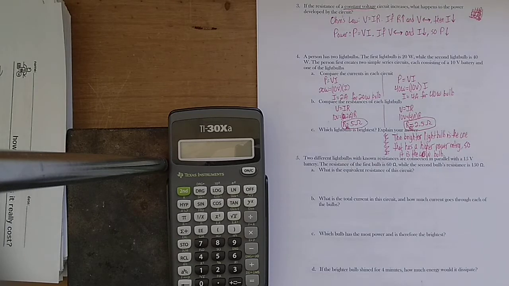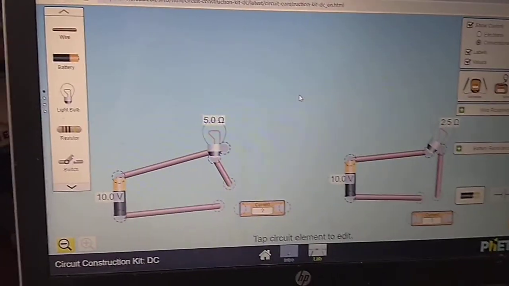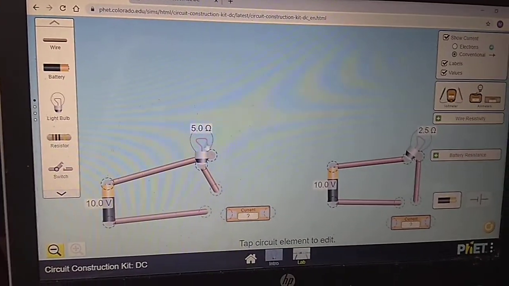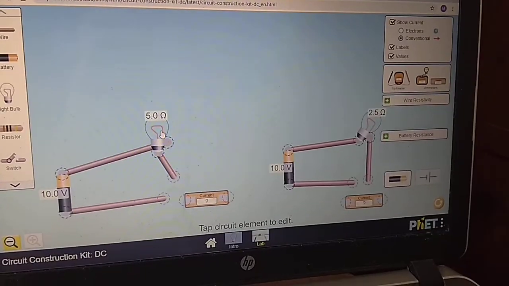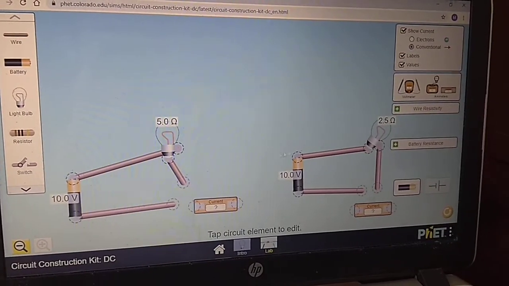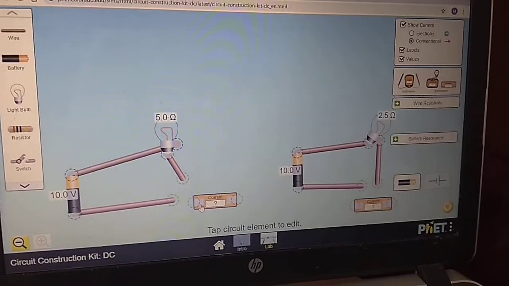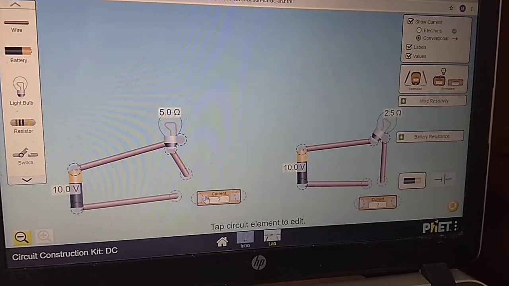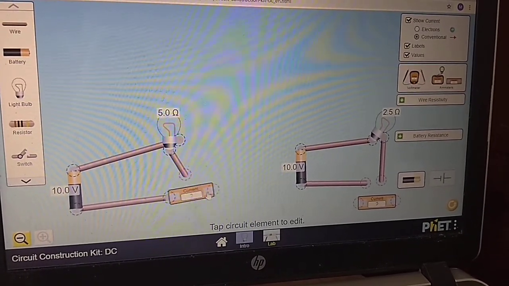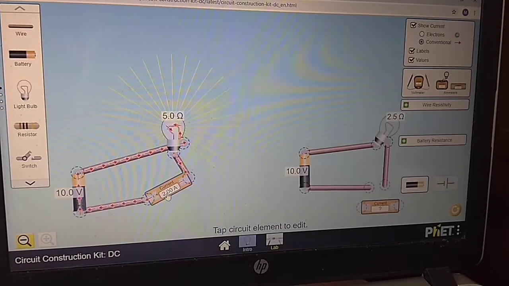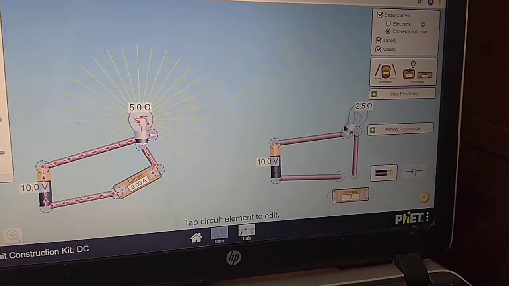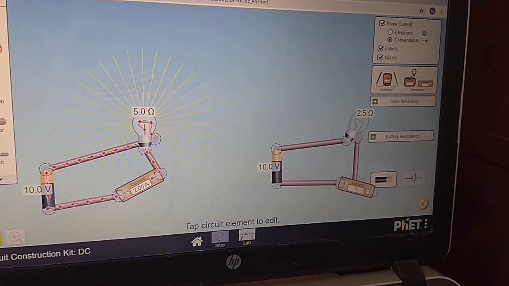Okay? And I can show this to you on the simulation. I'll take you over to see that. I have these two circuits set up. Remember, we found out that one of the light bulbs had a resistance of 5 ohms, the other had a resistance of 2.5 ohms, and we have them hooked up in basic series circuits to 10-volt batteries. I'm just going to attach the ammeter here so you guys can see that the current is in fact 2 for this one, and that the current is in fact 4 for this one.